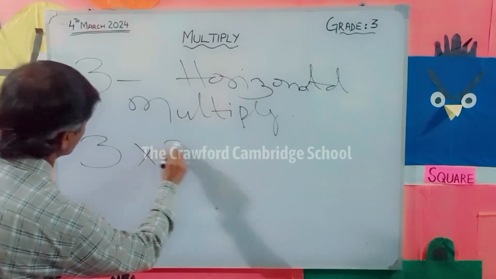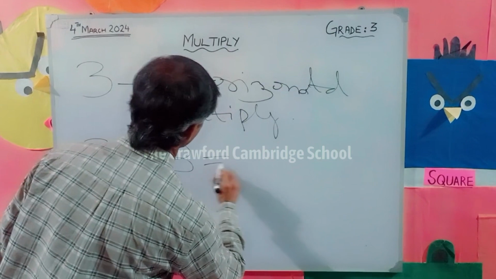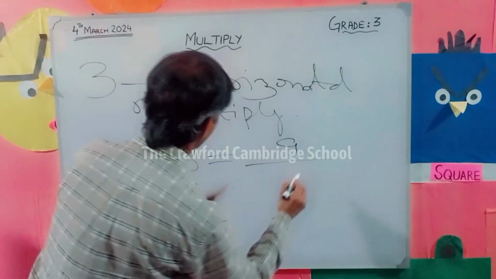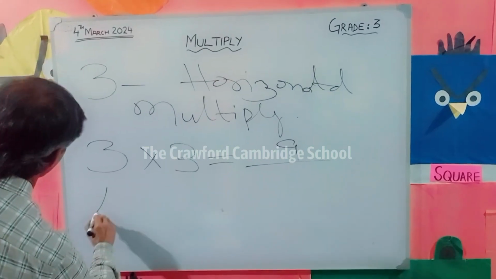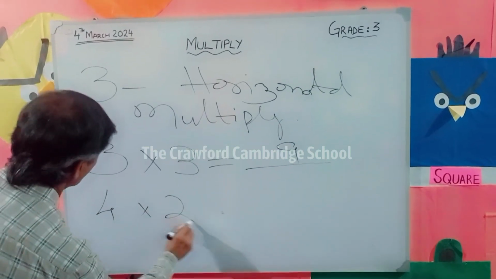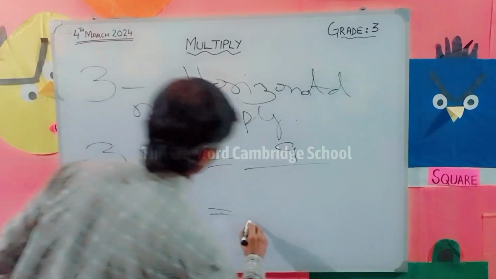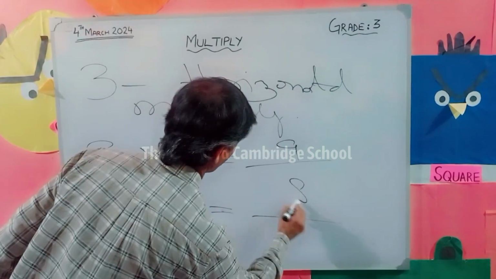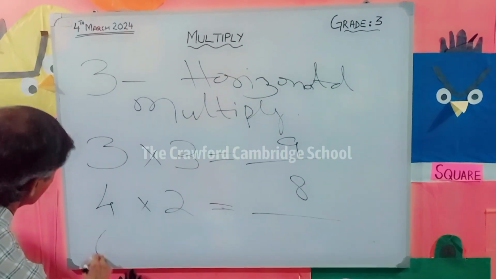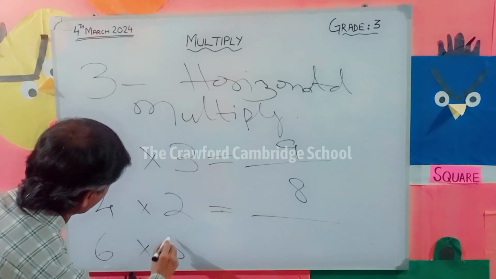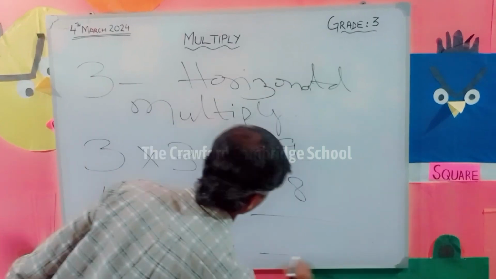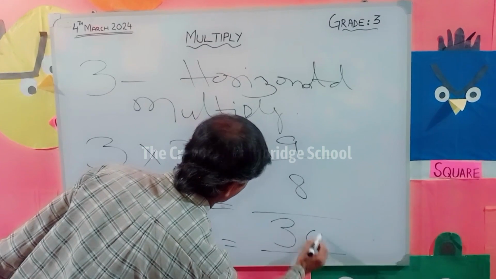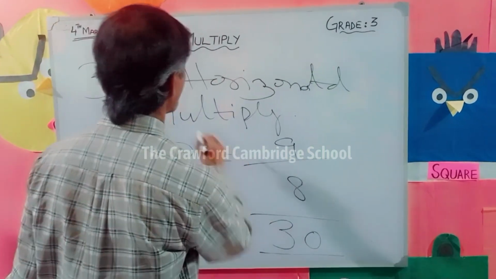3 multiply 3 is equal to 3 threes are 9. 4 multiply 2 is equal to 4 ones are 4, 4 twos are 8. 6 multiply 5 is equal to 6 fives are 30. 30. This is called horizontal multiply.